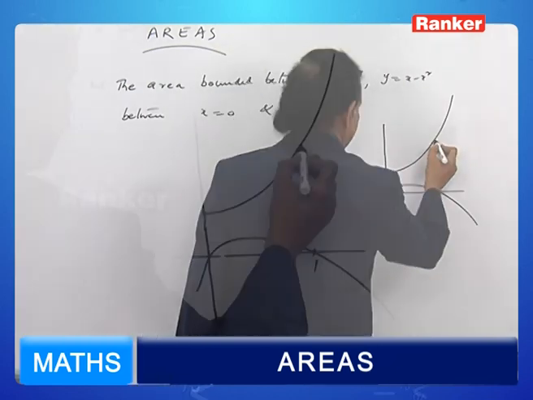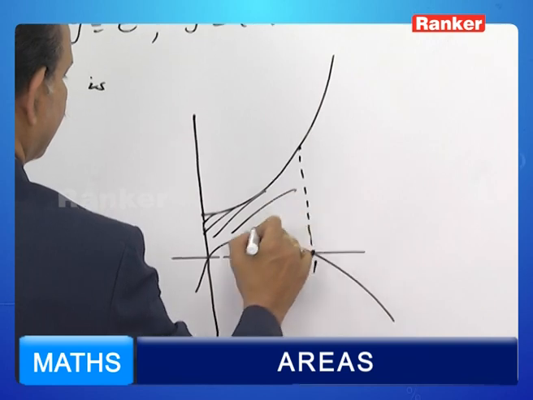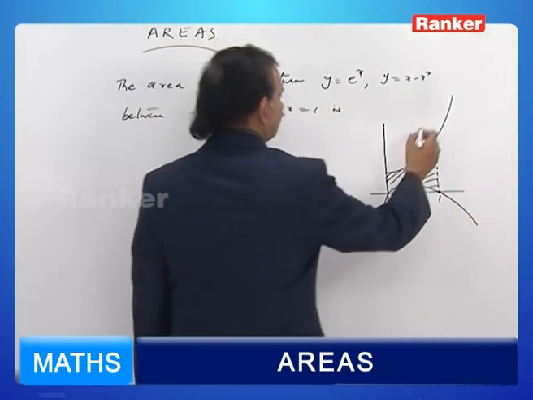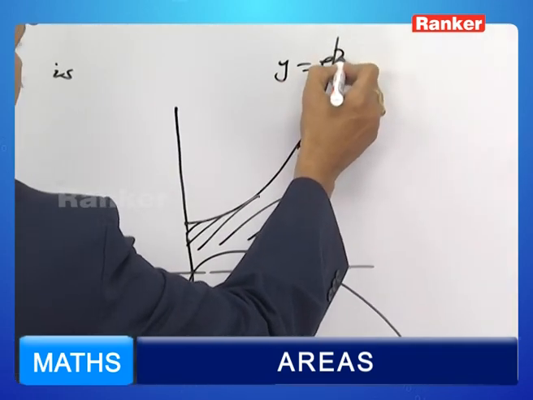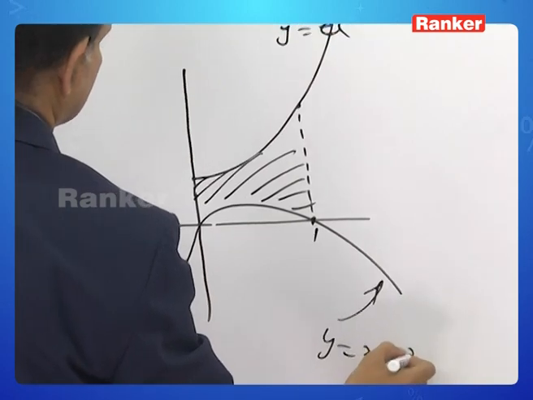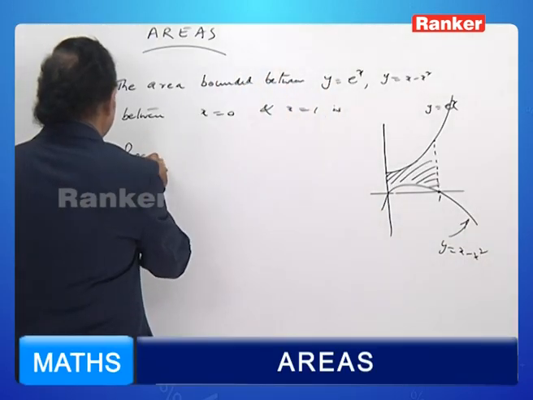Okay, so what is the area needed here? This is the area required. This curve is, of course, y is equal to e power x, and this curve, of course, y is equal to x minus x square. Good.